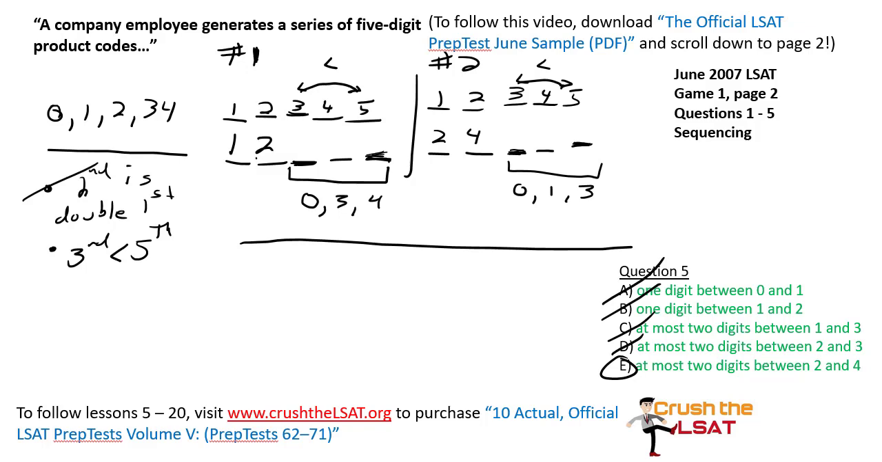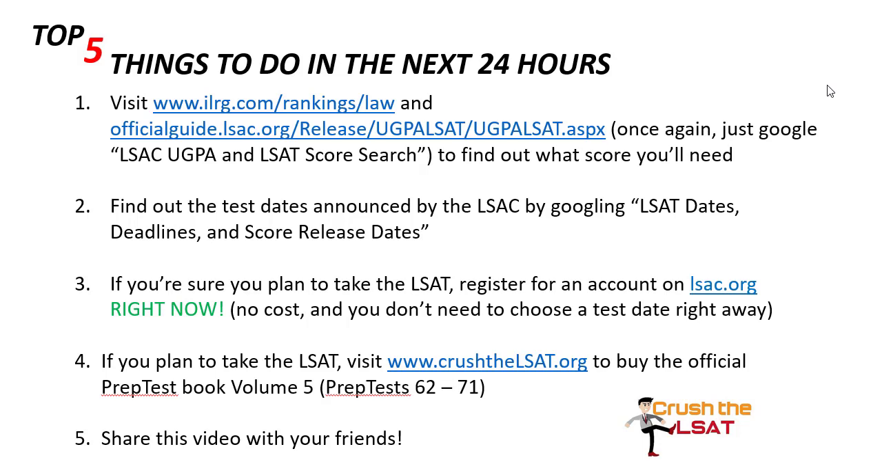Now before we go, I said every video is going to have a top 5 list or a top something list. Well, here we actually have 2 top 5 lists. Top 5 things to do in the next 24 hours. Well, number 1, going back to what we said earlier about the sort of law school score you need to be a good candidate at a particular school. Go back and visit those 2 websites. The second one, a longer one, would just require a Google search. But you want to get a good sense early on of what kind of score you're going to need.